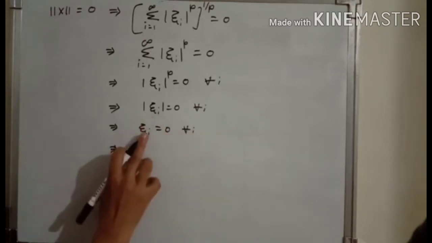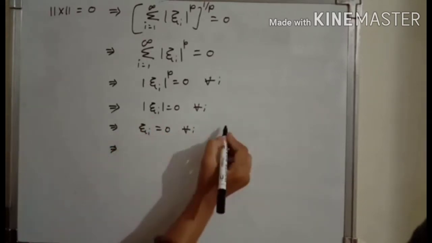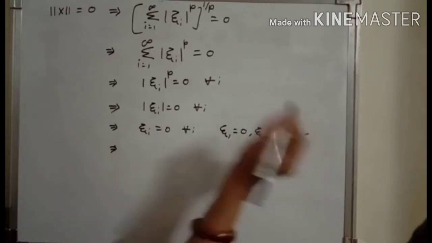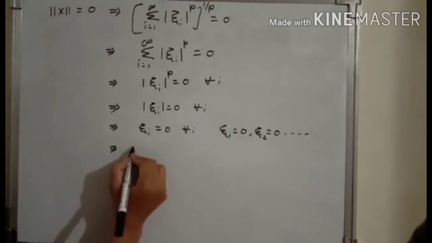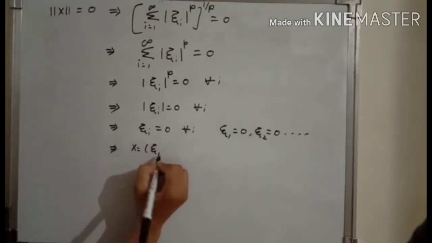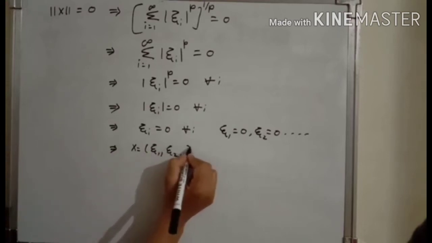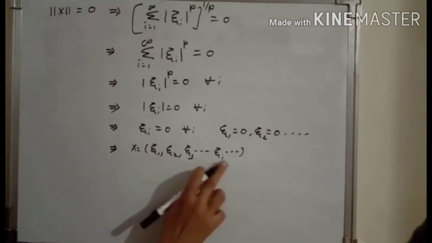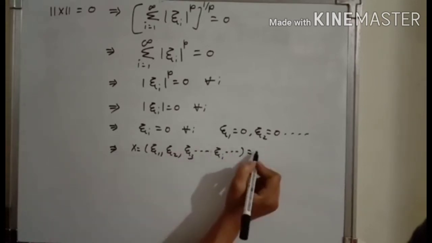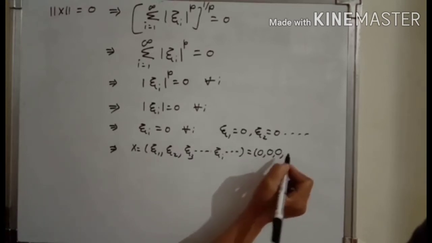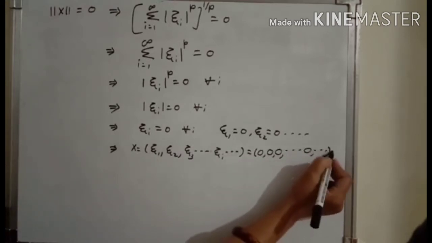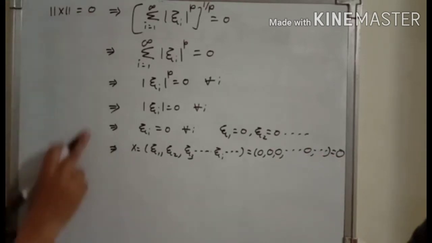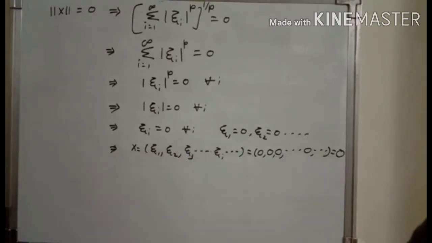That means here xi_1 equals 0, xi_2 equals 0, and all terms are 0, and therefore x, which is the sequence xi_1, xi_2, xi_3, with ith term xi_i, and so on. Here all xi_i's are 0, that means x equals 0, 0, 0, 0 and so on, and therefore it is equal to 0. We start with norm of x equals 0, and lastly we get that x equals 0.